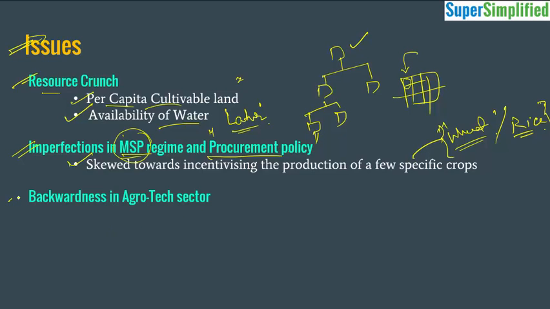Then the third reason is the backwardness of the agrotech sector. So agricultural technology is not improving with time at the pace which is expected. So why is this not happening? Because we are lagging behind in the research and development sector in agriculture.